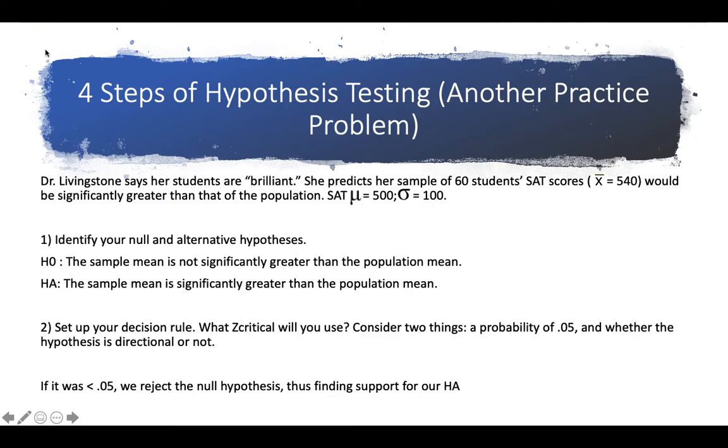So now it's time to set up your decision rule. What z-critical value will you use? Well, first consider 2 things. You have a probability of 0.05, always, and whether or not the test is directional. Well, this is a directional test. She expects her students to do greater than the population, so it's in a positive direction. So we're going to use the critical value of 1.64.